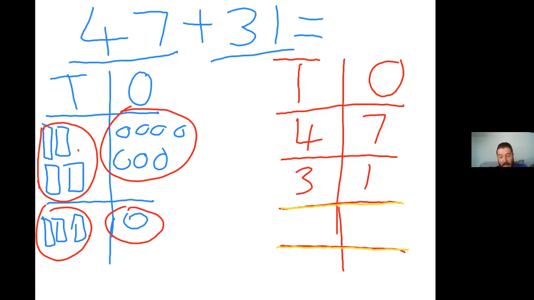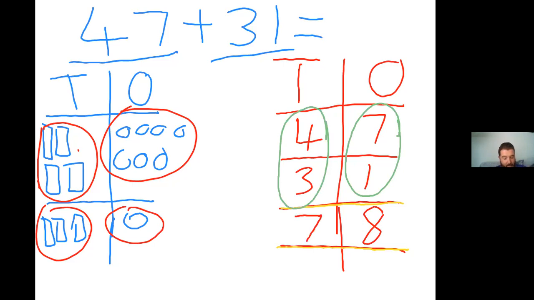So I've got all the information I need to solve this now. So all I need to do is add my, what do I add together first? My ones. 7 add 1 is 8. Then I add my tens. 4 add 3 is 7. So 47 add 31 is 78. Give yourself a tick if you got that right.